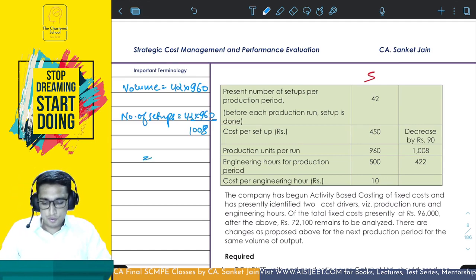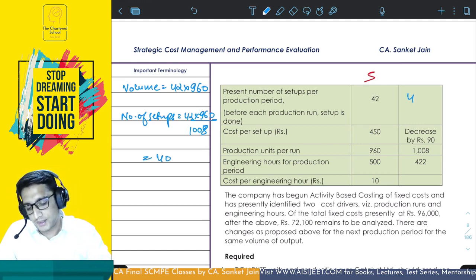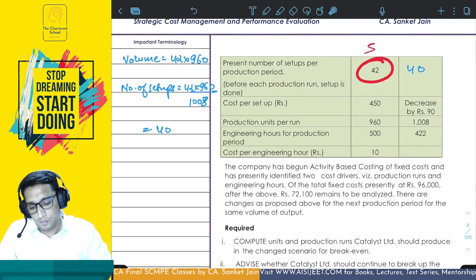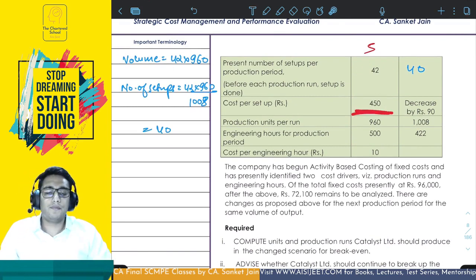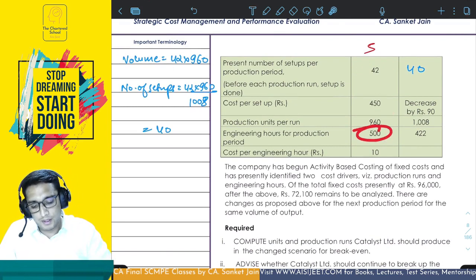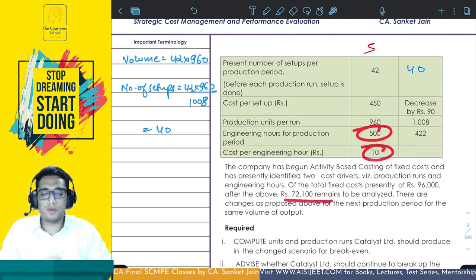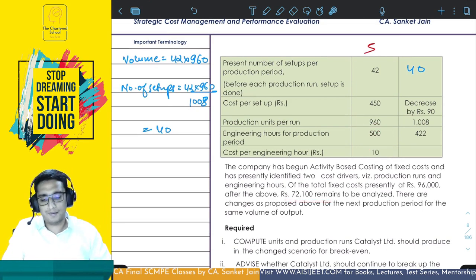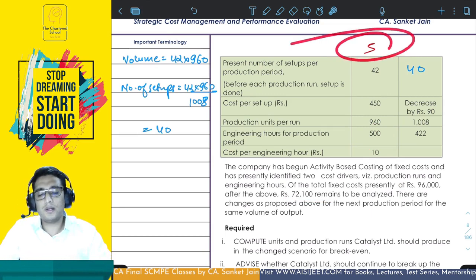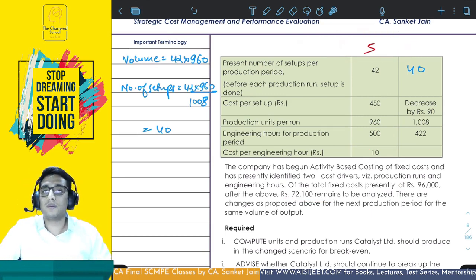This will come to 40 setups. So you get 40 setups. Okay. Now calculating the fixed cost. So we had 42 multiplied by 450, then we have 500 multiplied by 10, and then we have 72,100. All of this divided by 5, the current number of BEP. 5 is the contribution per unit, right? So fixed cost upon contribution per unit is the break even point in units.